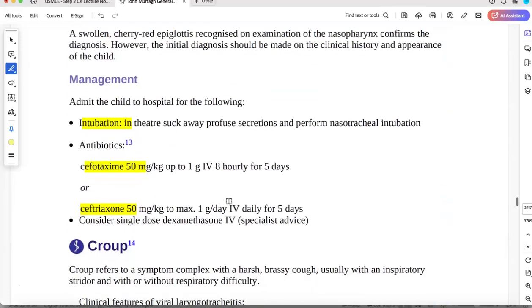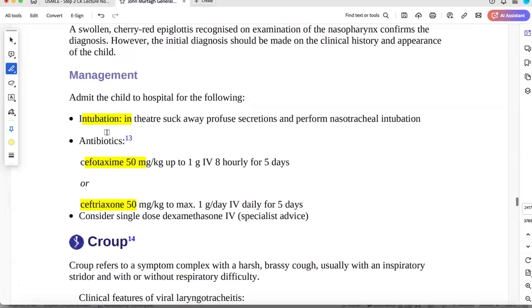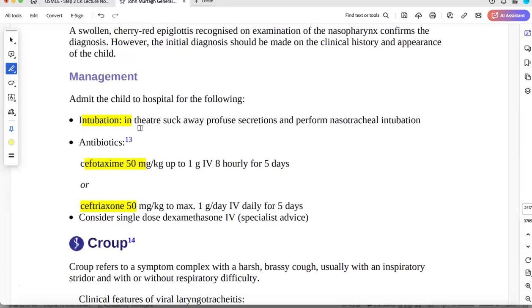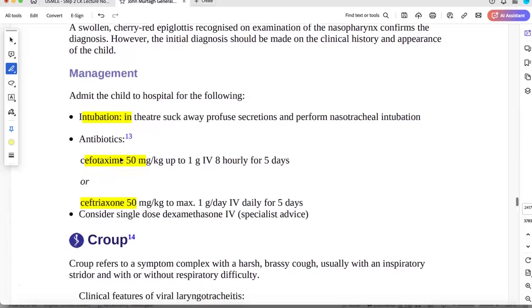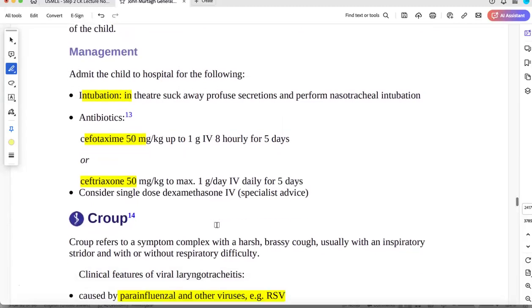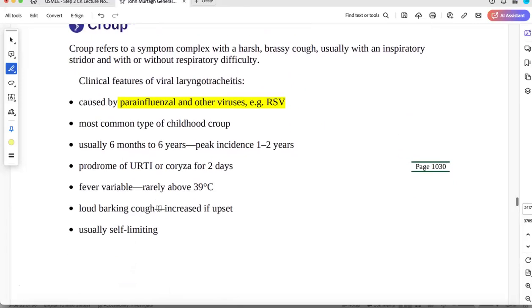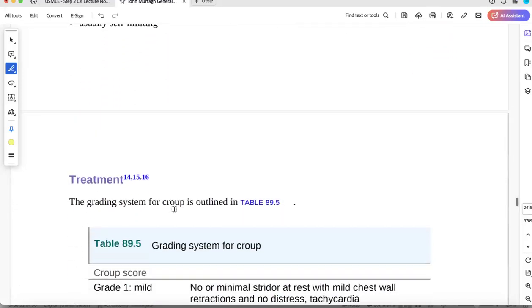Management. If it is epiglottitis, because their airway is completely blocked, you have to intubate the child first. So nasotracheal intubation followed by antibiotic, either ceftriaxone or cefotaxime. How about croup? Croup is caused by parainfluenza virus and RSV, those are the most common ones. And we talked about how they present. Now, treatment.